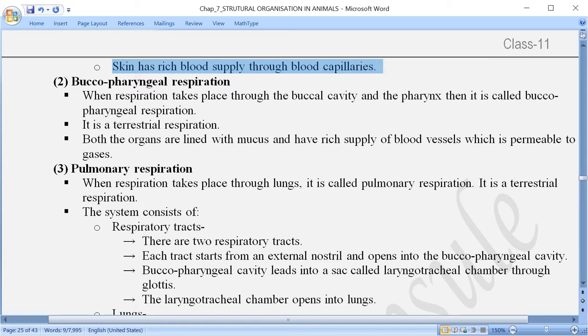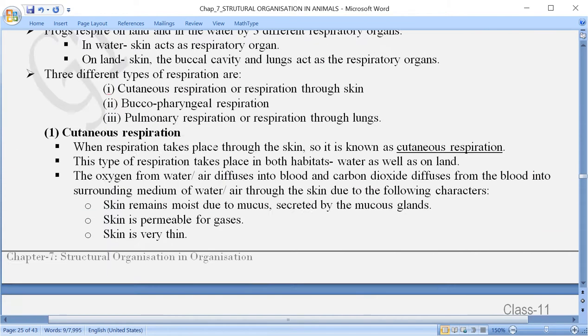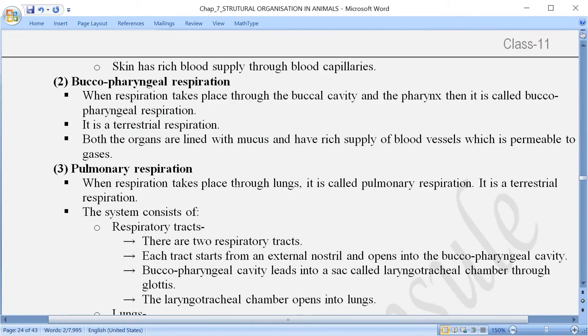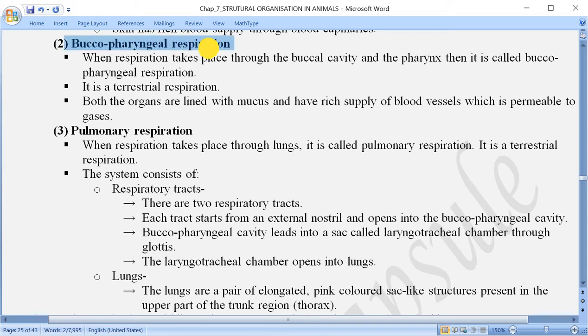As a result of the diffusion taking place, in the water the dissolved oxygen will be comparatively more than what is present in the blood capillary. Likewise in the air also the concentration of oxygen is higher compared to the oxygen present in the blood capillary. So easily, from higher concentration to lower concentration, diffusion can take place. So that was about cutaneous respiration, that is the respiration taking place through the skin. The second one is buccopharyngeal respiration.